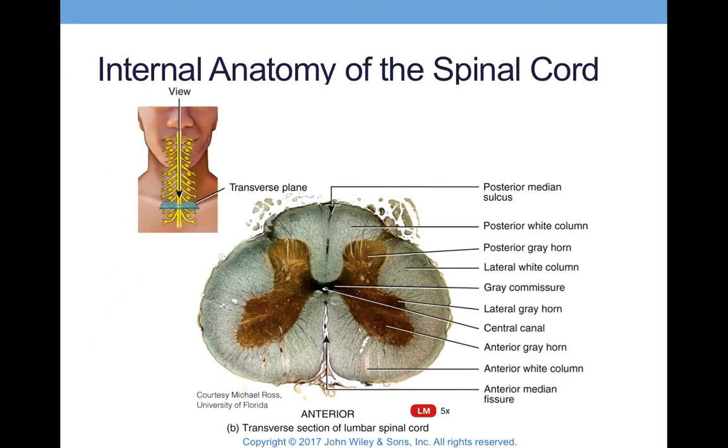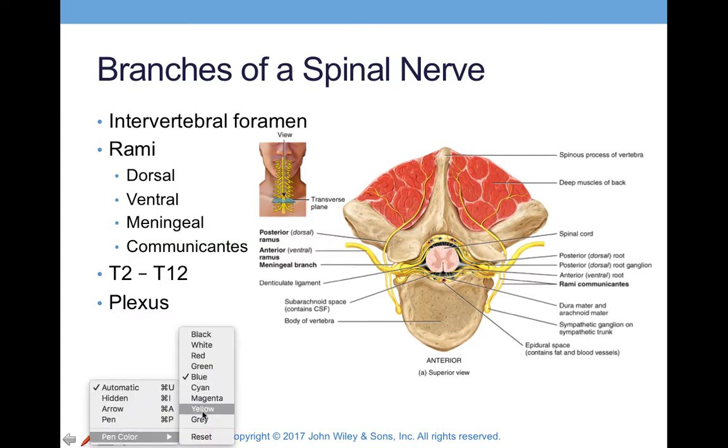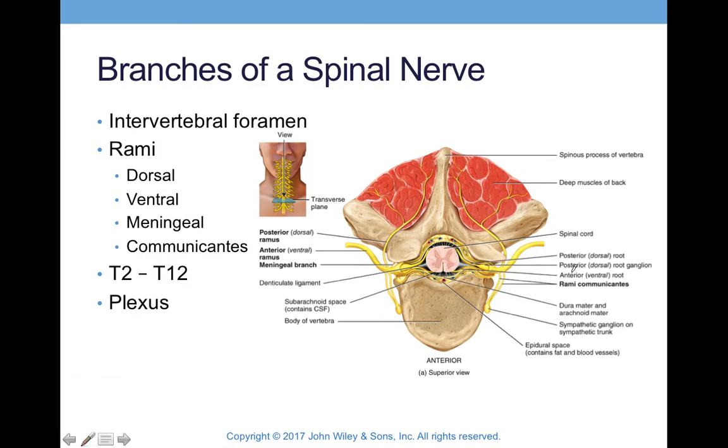The anterior or ventral motor root. So here, the anterior. It contains motor neuron axons and conducts impulses from the spinal cord to the periphery. The cell bodies of motor neurons are located in the gray matter of the cord.